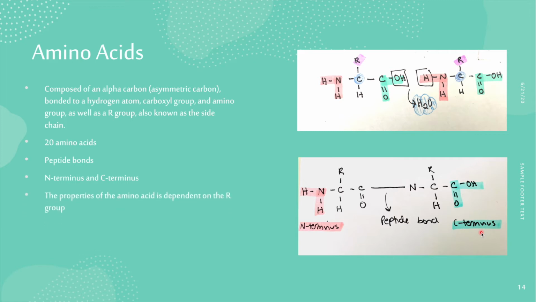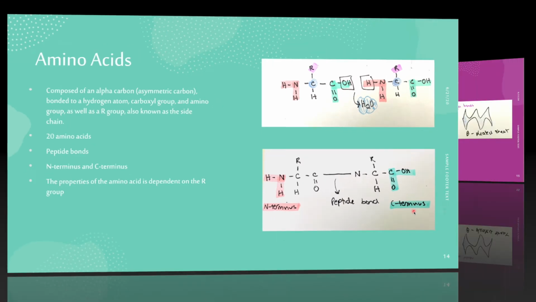The properties of the amino acid are dependent on the R group. Nonpolar R groups make the amino acid hydrophobic. Polar R groups make the amino acid hydrophilic. Amino acids can also be charged, acidic, or basic.